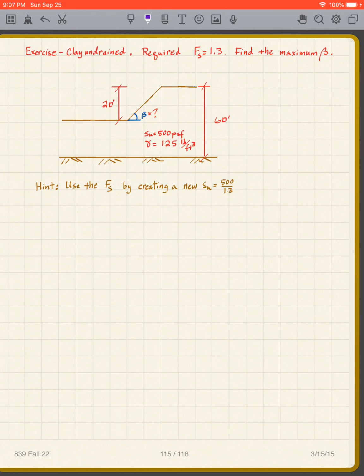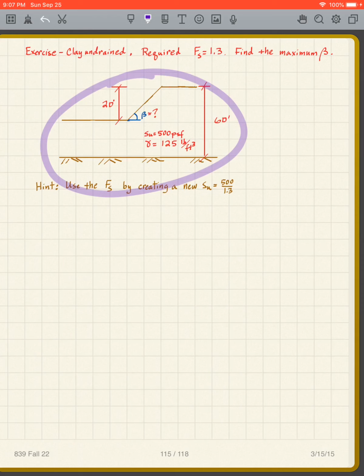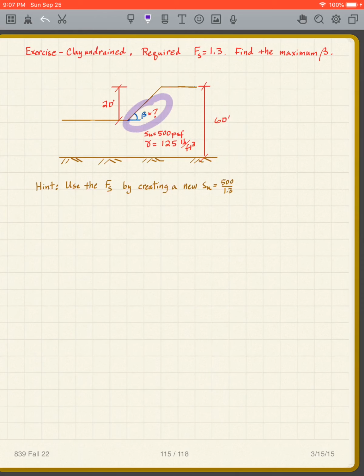Okay, so this is clay undrained, and here's my slope. I want to know what the beta is. I want a factor of safety 1.3, find the maximum beta. Okay, here's my SU is 500 PSF. So there are the details.